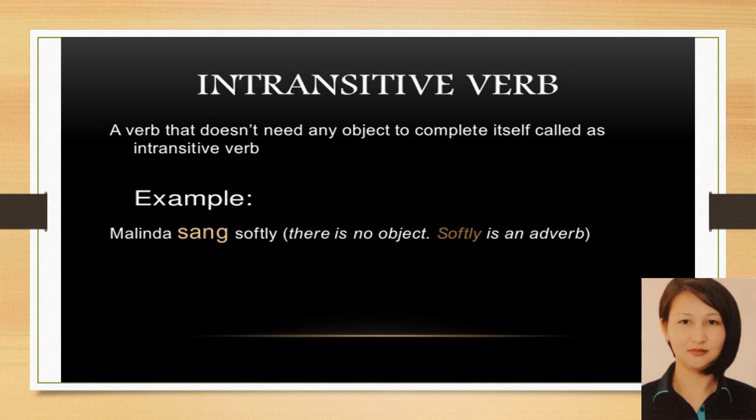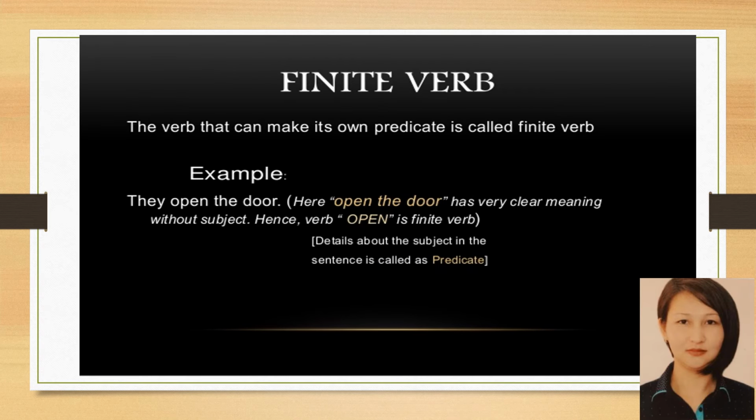Intransitive verb. A verb that doesn't need any object to complete itself is called an intransitive verb. For example, Melinda sang softly. There is no object. Softly is an adverb. Finite verb. The verb that can make its own predicate is called a finite verb. For example, they opened the door. Here, opened the door has a very clear meaning, without subject. Details about the subject in the sentence is called a predicate.